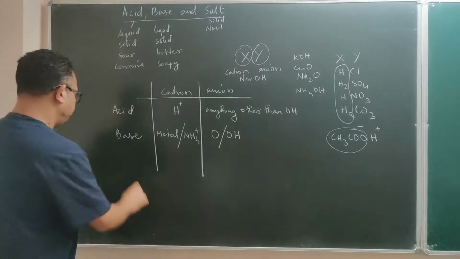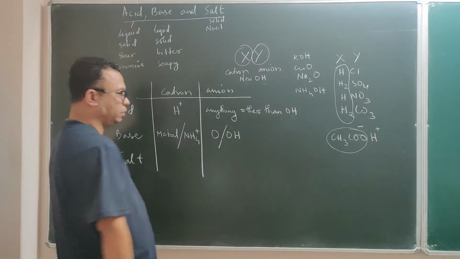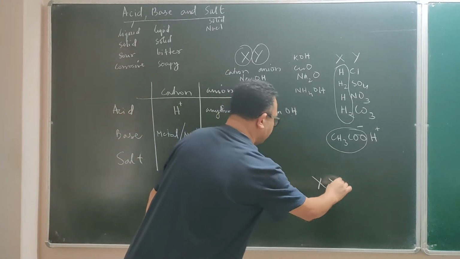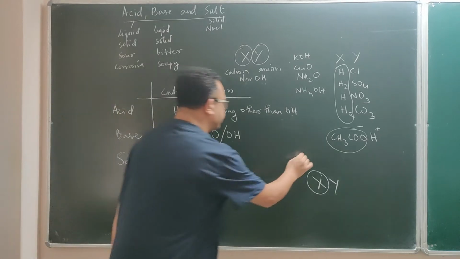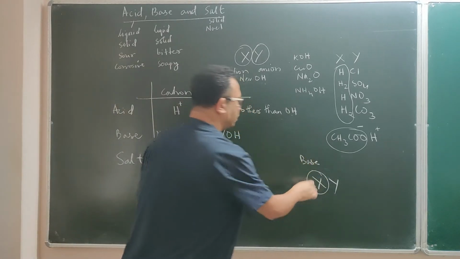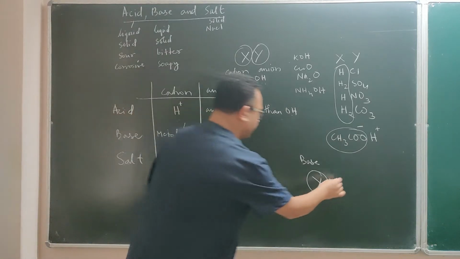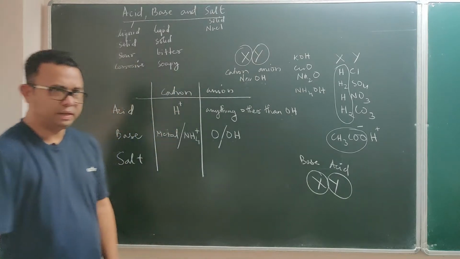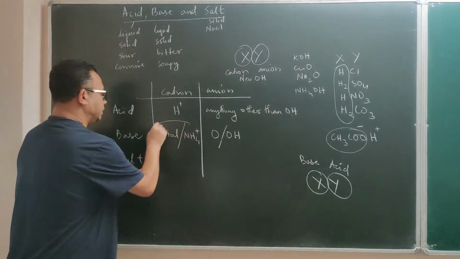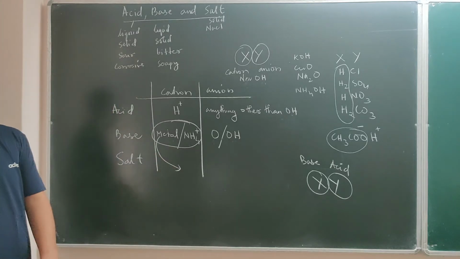Then salt. Usually for a combination of salt, if this is an XY salt, the cation of a salt is borrowed from a base. So cation is borrowed from a base and anion is borrowed from an acid. Meaning this cationic part of a base will be present there in the salt.